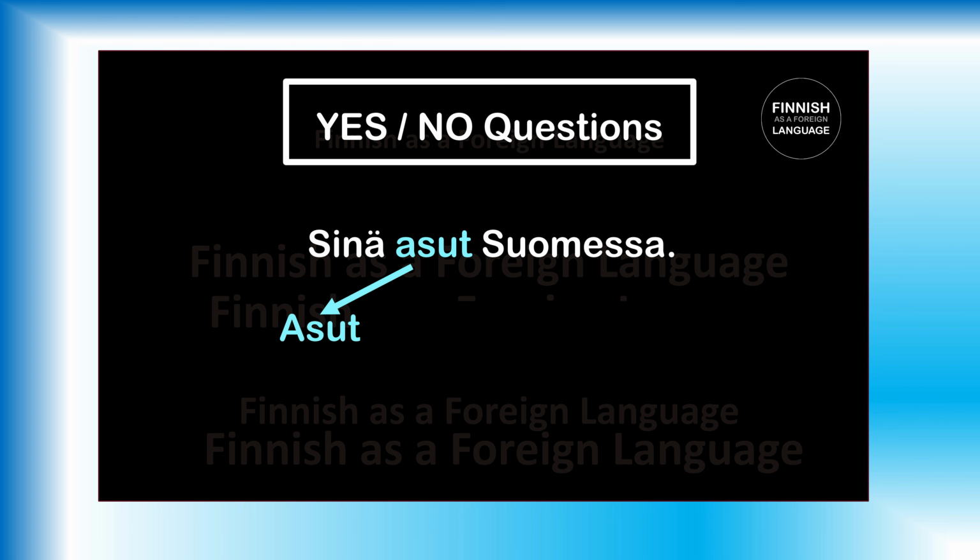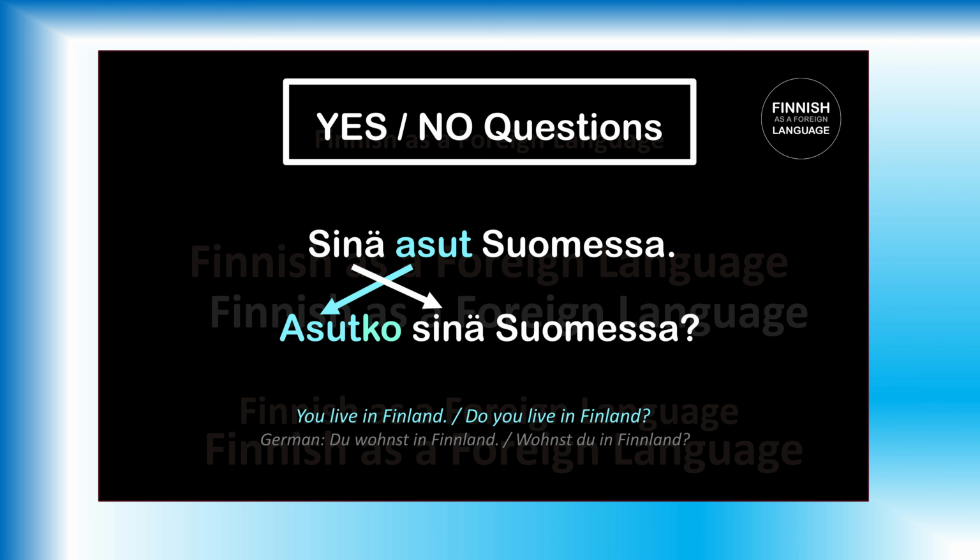Step number 2, add the question marker ko to the verb. So we get asutko, which means do you live? After that, just continue with the rest of the sentence. So we get asutko sinä Suomessa, which means do you live in Finland? So let's repeat again. We had sinä asut Suomessa, which means you live in Finland. And when we want to make a question out of it, then we say asutko sinä Suomessa? Do you live in Finland?